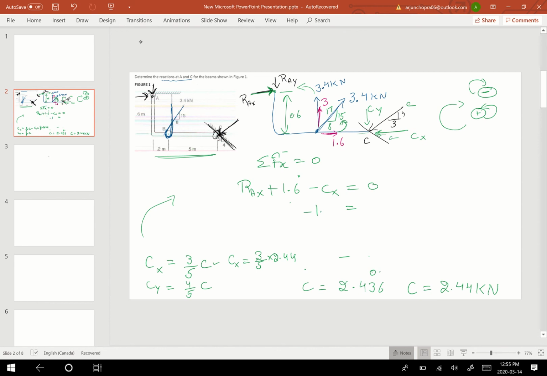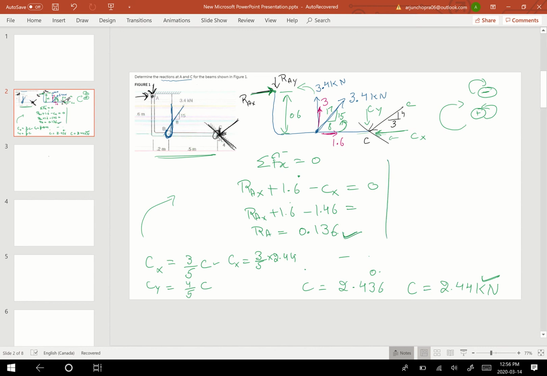So negative 1.46, and 1.6 minus answer, and RAX comes out to be 0.136. Let me check the answer for RX and CX, and this value, C value, is correct, and RAX is also correct. This value is also correct.